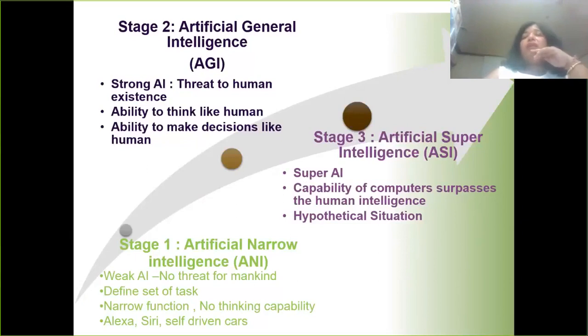Of course, when computers or machines start thinking beyond us, beyond human intelligence, that is called stage three, or ASI. And this is a hypothetical situation, and I hope that we will not reach there.